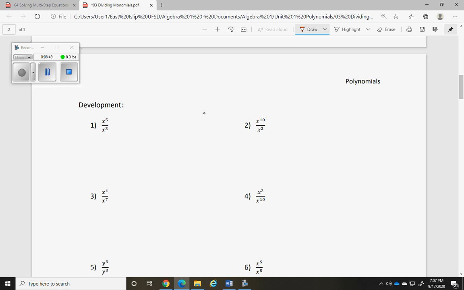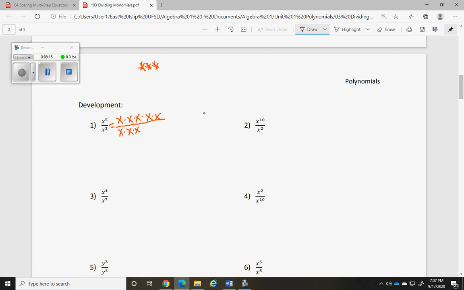So when I do number 1, again, I like to expand. So the numerator is x times x times x times x times x. And the denominator is x times x times x. So I just want to simplify this like how we simplify fractions. I'm going to make a new problem up here actually.